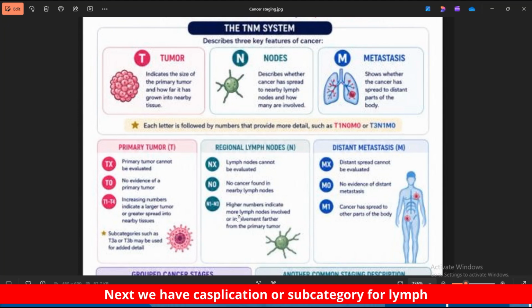Next we have the classification or subcategory for lymph nodes. In TNM classification, N means lymph nodes, correct? Most of the time these are regional lymph nodes, like axillary lymph nodes, pelvic lymph nodes, and other types of lymph nodes. NX means lymph nodes can't be evaluated. Here the physician is unable to evaluate the lymph nodes, so we code NX. Next one is N0: no cancer found in nearby lymph nodes, so the patient does not have any cancer in the lymph nodes.